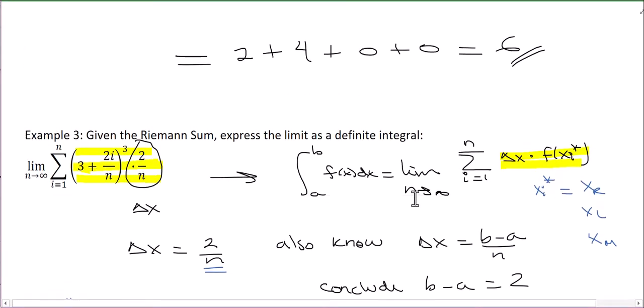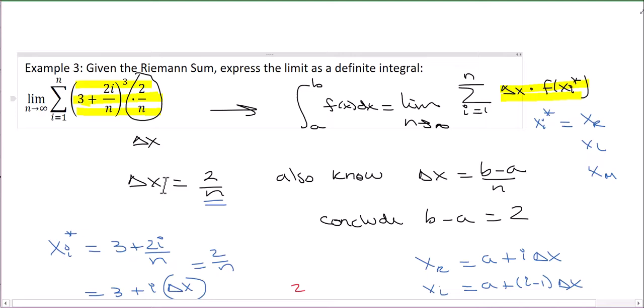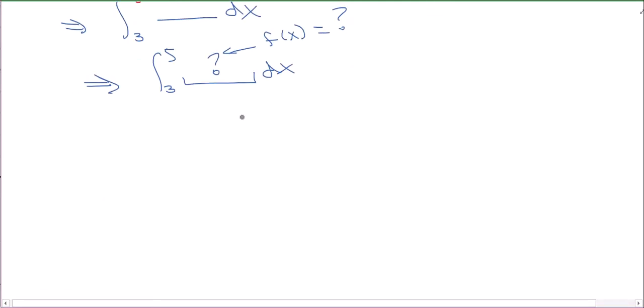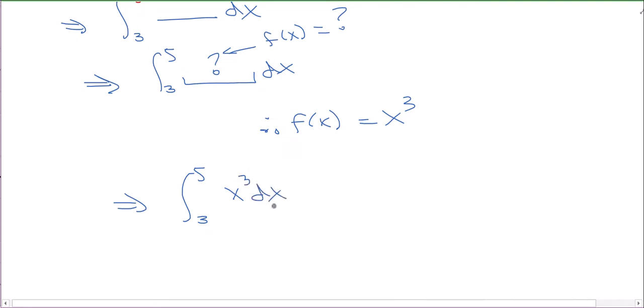And so we compare this, right? This delta x times f of x of i star. This is my delta x, so this should be my f of x of i star. So this is our right endpoint, and it's being cubed. So that means that the function must be x cubed. So I can say this is the integral from 3 to 5 of x cubed dx.